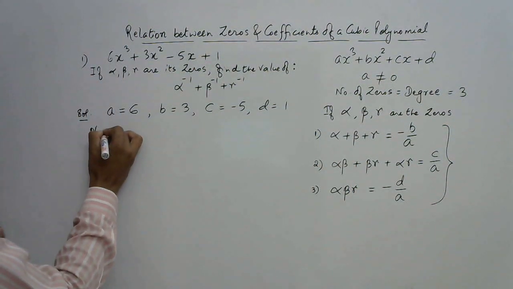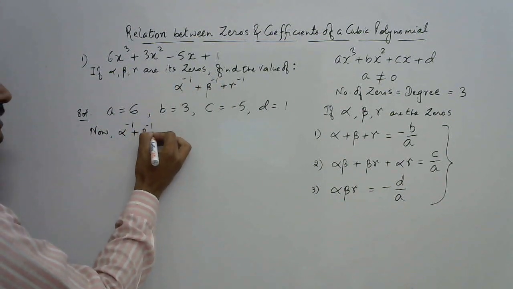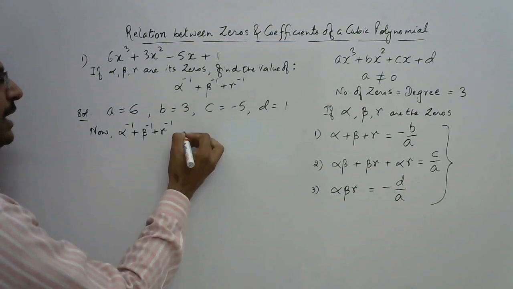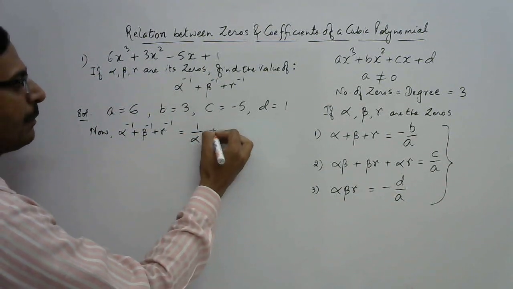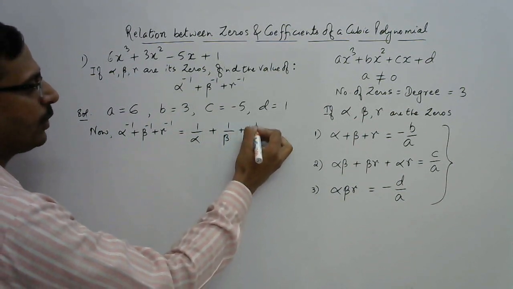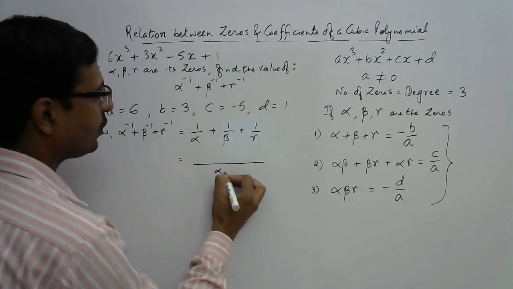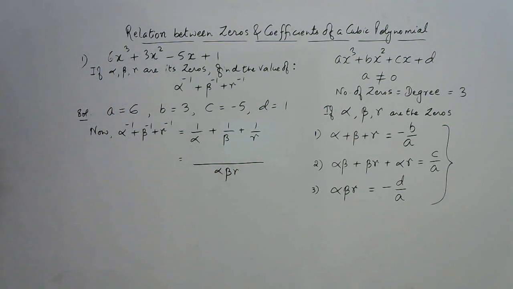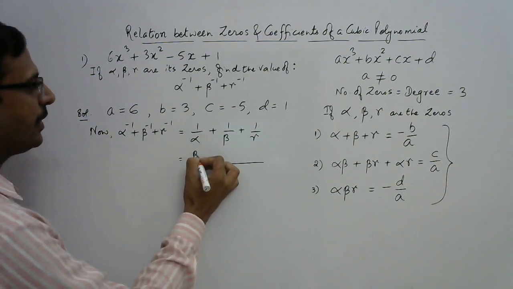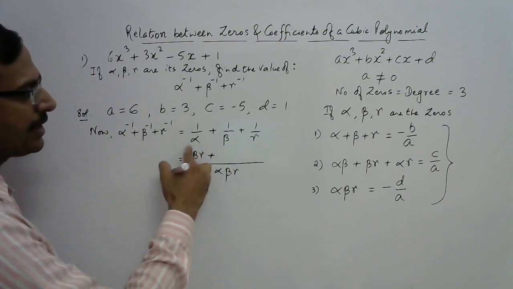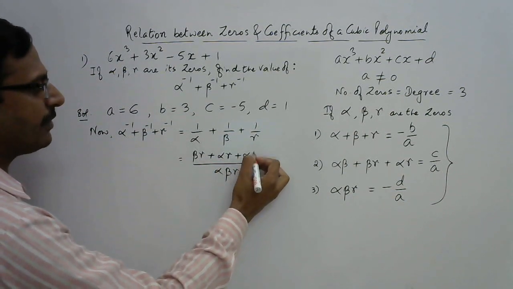Now, we have to find the value of alpha power minus 1 plus beta power minus 1 plus gamma power minus 1. And power minus 1 means reciprocal. So, this is actually 1 upon alpha plus 1 upon beta plus 1 upon gamma. And if you take LCM of these three terms, you will have alpha, beta, gamma in the denominator, and in the numerator, alpha is already there, so you have beta, gamma plus, so beta is already there, means alpha, gamma, and gamma is already there, means alpha, beta.